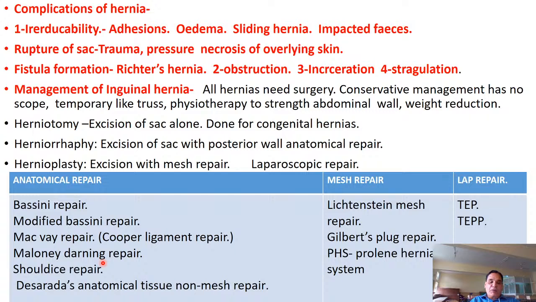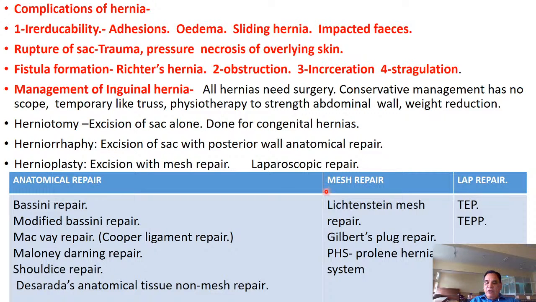And in India, we should be proud that one of our surgeons, Professor Desarda, has come out with an anatomical tissue non-mesh repair technique. And now this technique is gaining worldwide importance and it is mentioned in the SRB book as well as in Love and Bailey, the last 27th edition. You can go through that. Here mesh is not used and the external oblique is used to form the posterior wall. Okay. And now the commonly done in our college is a mesh repair.